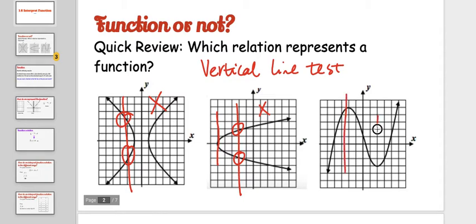For this one, no matter how many lines we draw here, this is a function because there's no more than one intersection. Okay, so that's just a quick review for determining if the graph represents a function or not. So let's check another scenario.